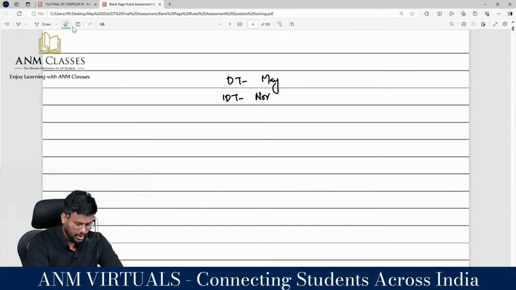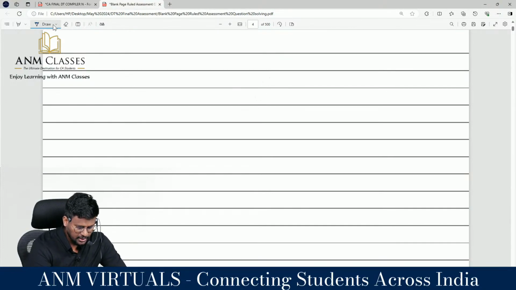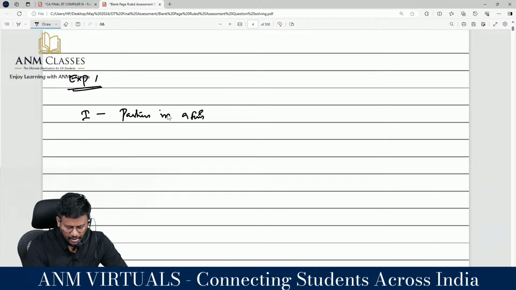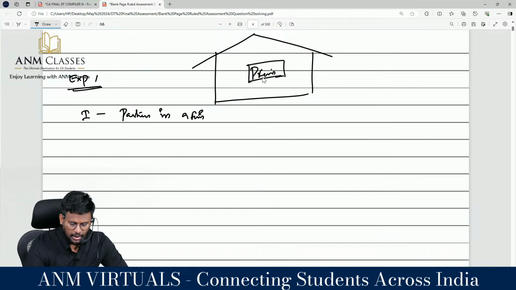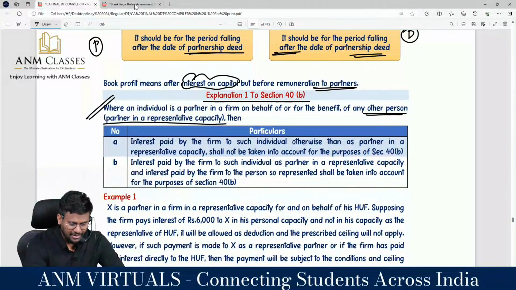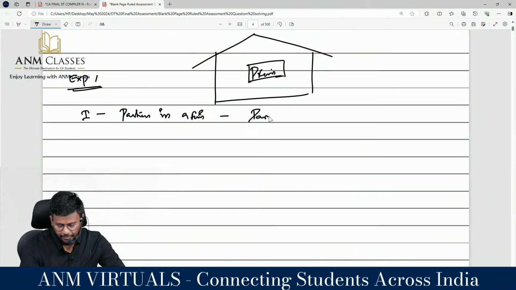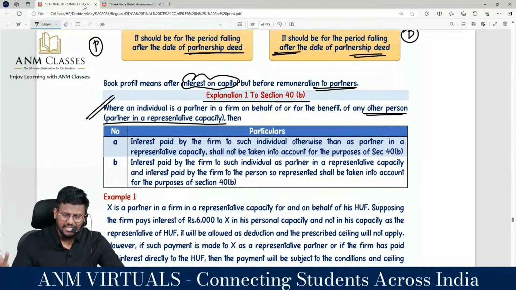So we are going to talk about explanation number 1. What is explanation number 1 saying? I am an individual, I am a partner in a partnership firm. As what am I a partner? Partner in a representative capacity. That means I am representing some other person.